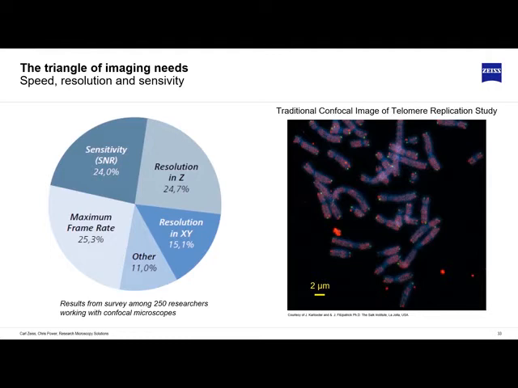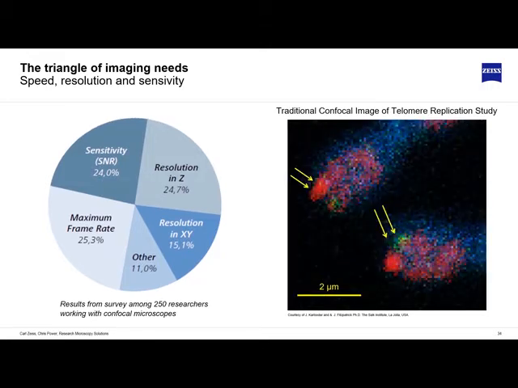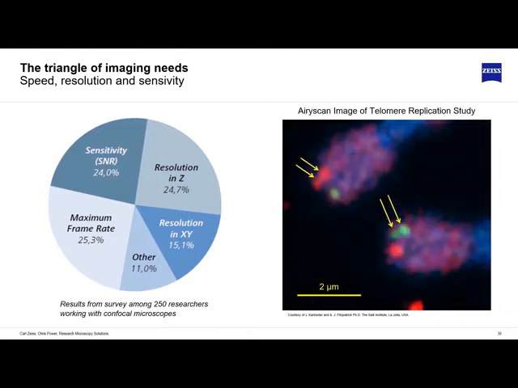On the right, I have an example of telomere replication where the group are trying to look at how many green and red spots there are. If we zoom in, they struggle to see what's going on. If you improve the signal to noise, you also improve the resolution. So these factors aren't entirely independent. And if you can improve the system in some ways, you can improve it for all of these.